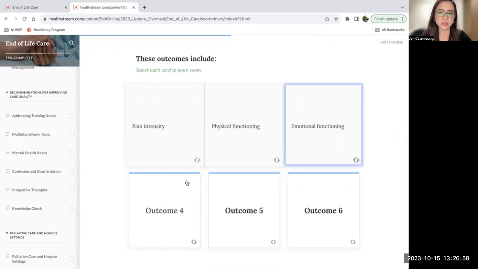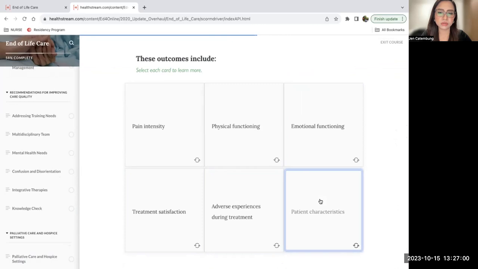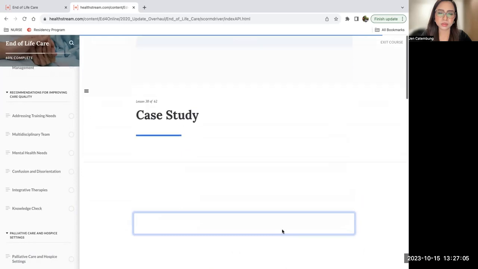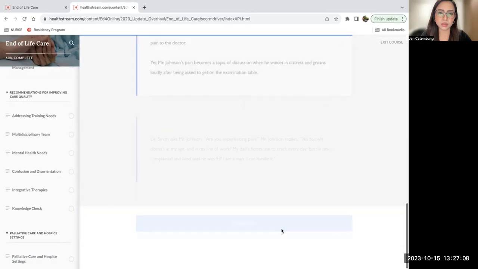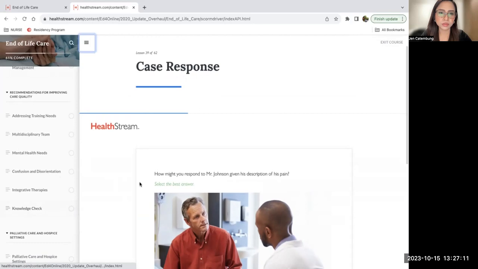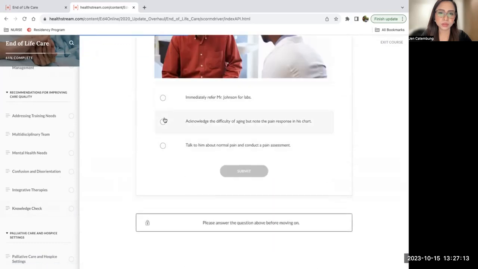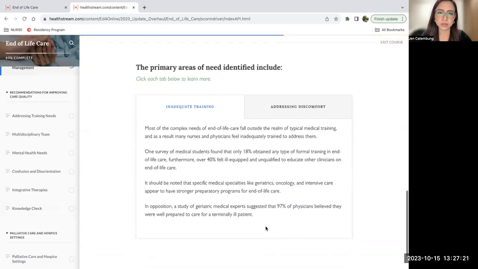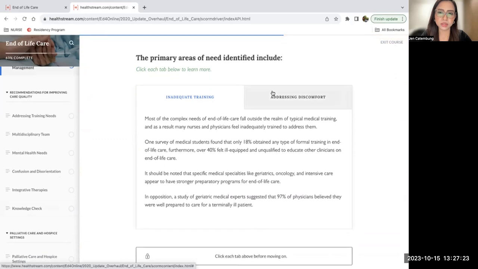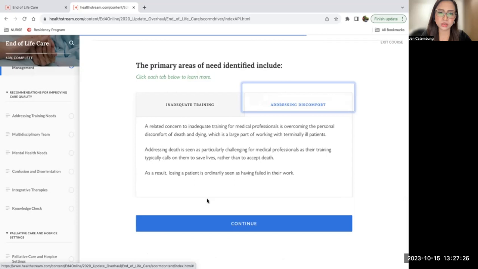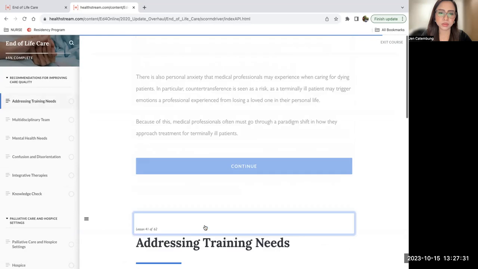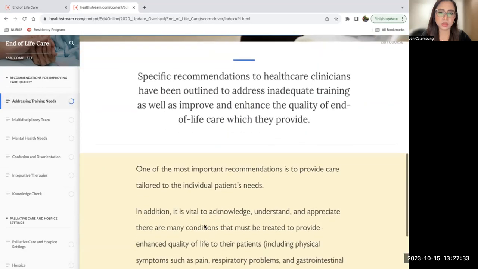Pain intensity, pain functioning, emotional functioning, treatment satisfaction, adverse experiences, patient characteristics. Case study, Mr. Johnson. Case response: acknowledge the difficulty of aging, but note the pain response in his chart, understanding pain management, primary areas of need identified, including adequate training addressing discomfort. Okay, so now personal anxiety addressing training needs.